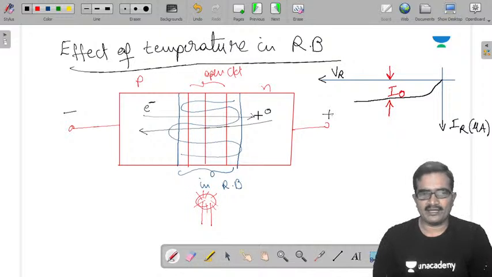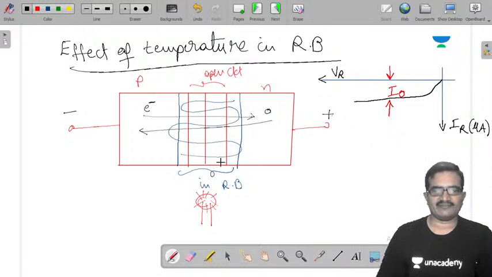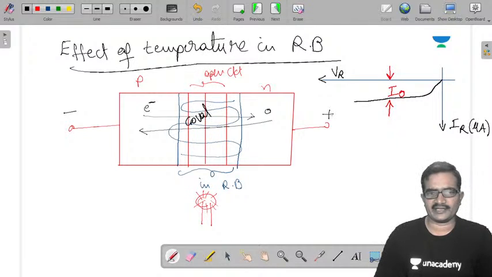Now once temperature is increasing, the covalent bonds present in this region are breaking in the depletion region. So covalent bonds are breaking.